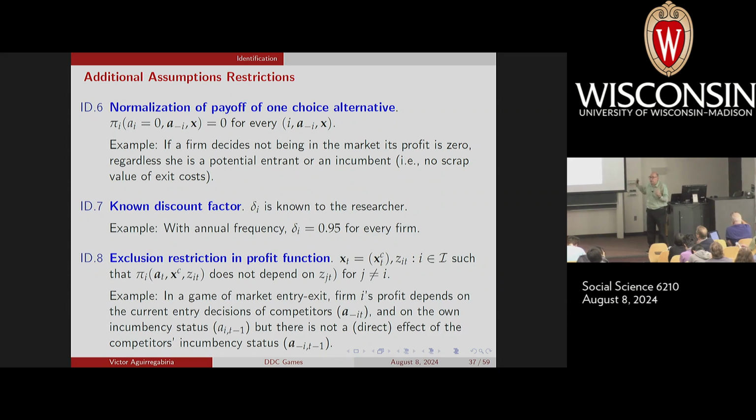And this type of exclusion restriction typically appears in most of these dynamic games. Another example is a model of entry and exit. My profit depends on how many competitors I'm competing with, but does not depend directly on whether my competitors were in the market or not in the previous period. But whether a competitor was in the market or not in the previous period has an effect on the choice probability of the competitor of being in the market today, okay? And it's the expected behavior that would affect my profit, but the previous state does not have a direct effect, okay?